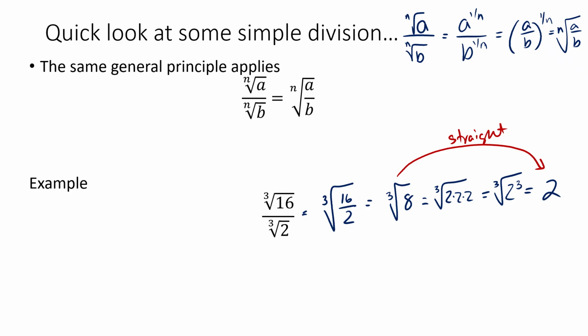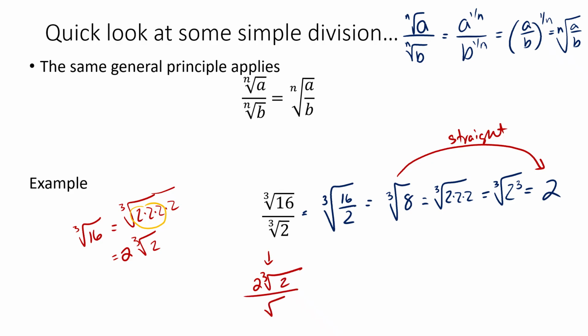If you opt to do it the other way, you would do the cube root of 16. You would recognize that that is 2 times 2 times 2 times 2. We're looking for a group of 3. So this simplifies to 2 cube root 2. And then that's 2 cube root 2 over the cube root of 2. And of course, anything divided by itself is 1. So that would cancel out, leaving you with just the 2. Again, you got to pick which way you think is a better way to do it.